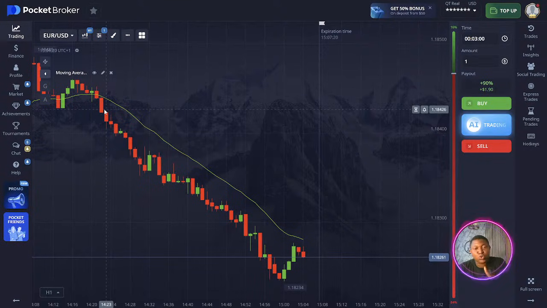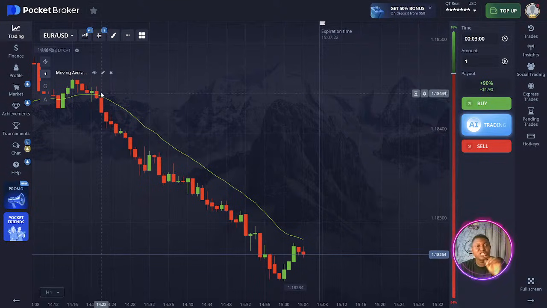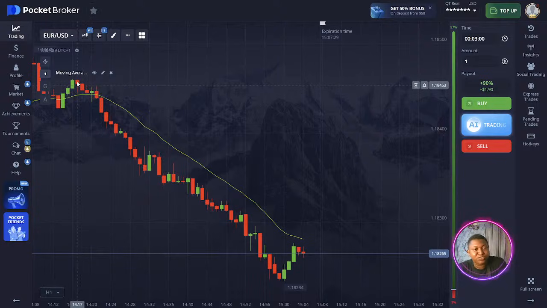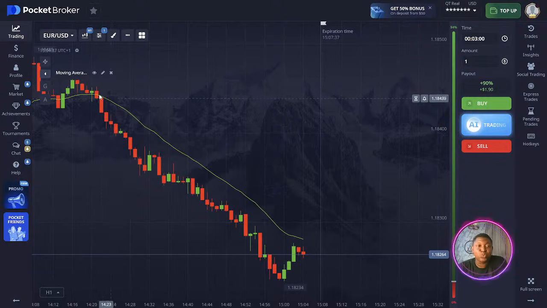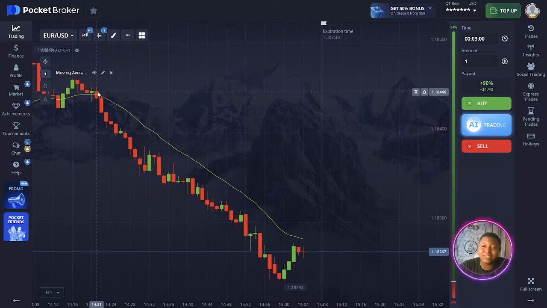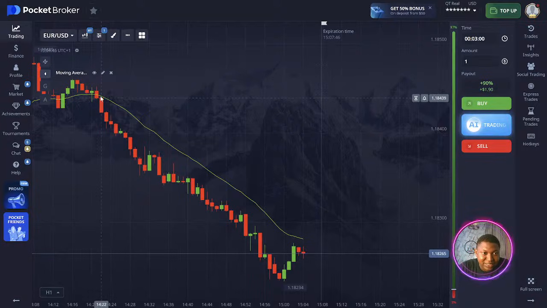Now, to confirm, the moment the market crosses, if it crosses from up to bottom, if the price crosses below the EMA, we expect that the market is going down. So you wait for a bearish candle. Once this bearish candle closes, you cannot enter here.